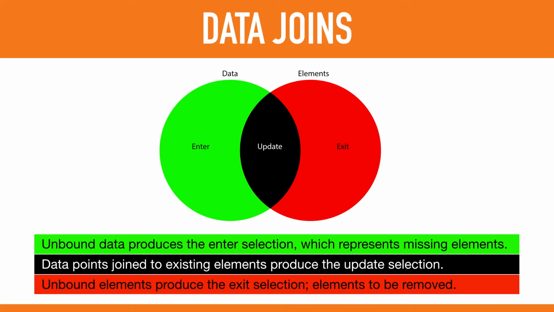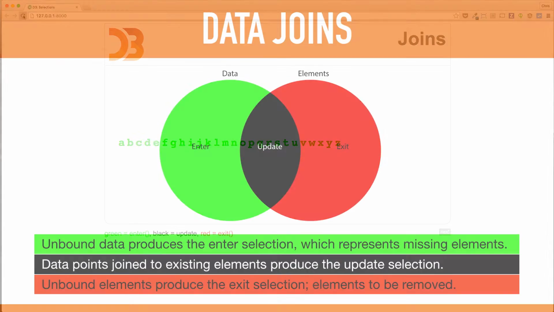And then the last join is the exit. We're not going to be using that today, but we will do an example of that on transitions further on. And I'm going to show you an example of that now. So unbound elements produce the exit selection, and those are elements to be removed from the page because the data is no longer there.